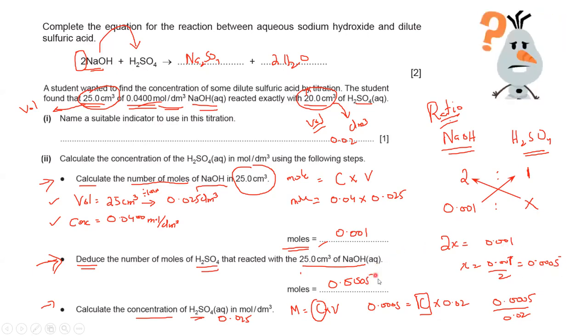So these are the moles of sodium hydroxide, and these are the moles of sulfuric acid. Now we have the moles, we have the volume, so we need a concentration. Moles is concentration into volume, or concentration is moles divided by volume. So we'll get its concentration as 0.025.